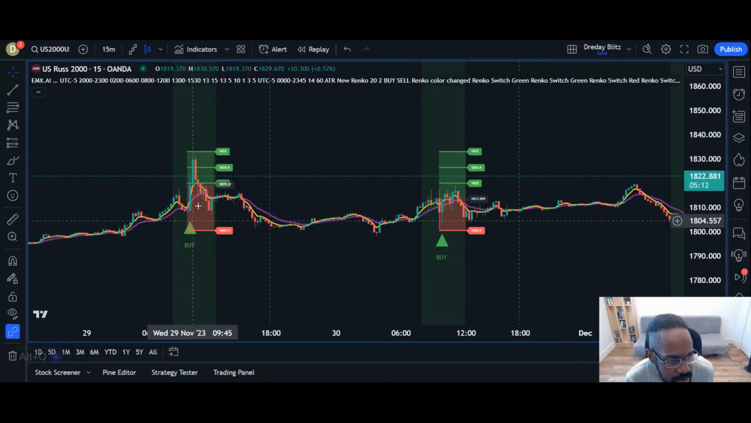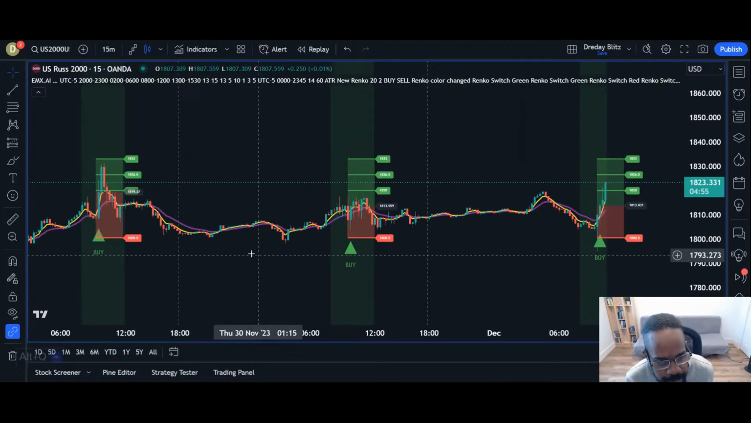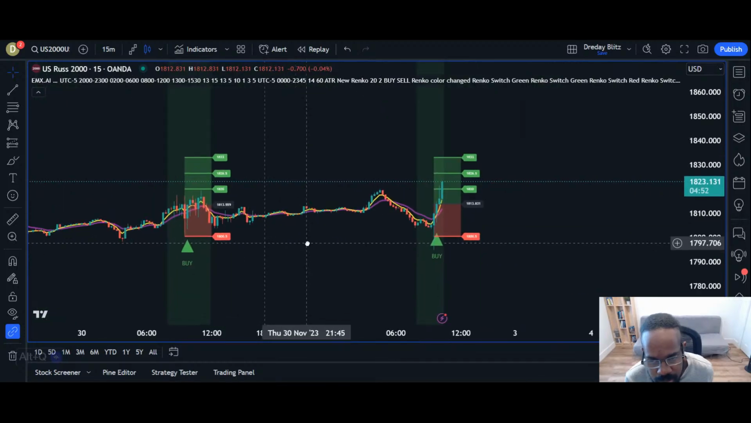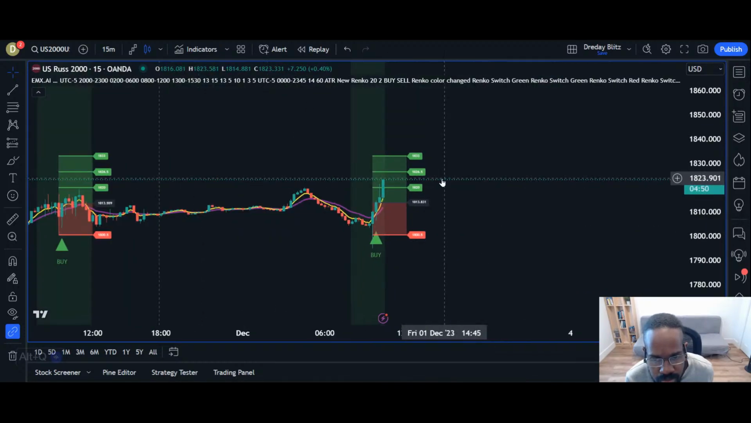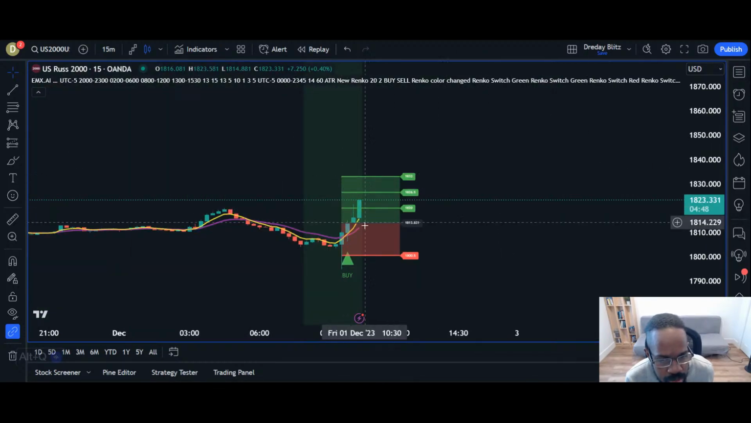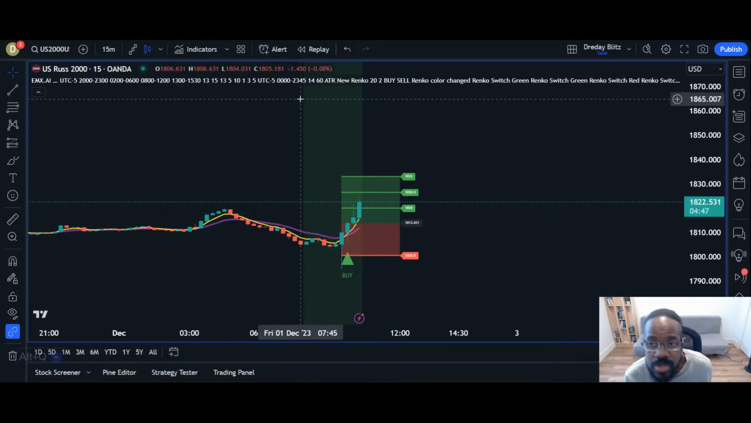Yeah, it did hit your stop loss, but it depends. The stop loss that you have here is really based off the length of the Renko. So if you know exactly your risk to reward is really good, you could increase your stop loss. And yeah, so Russell right now is pushing, so that's perfect.